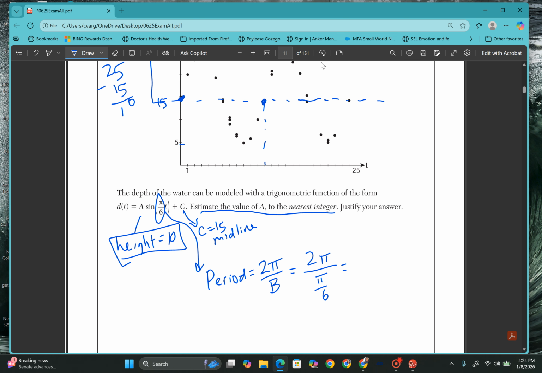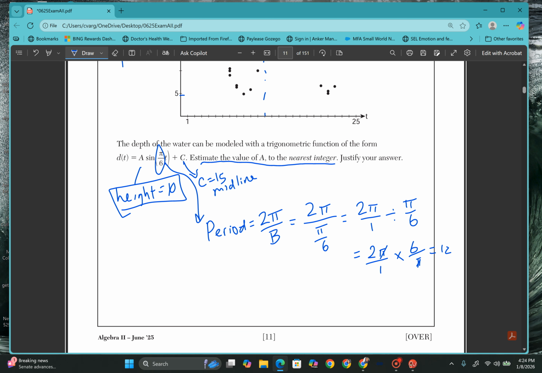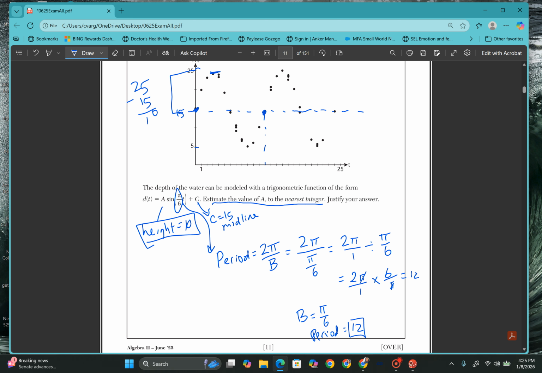So if you're solving this, you could take this and put this into the calculator. I'm just going to show this to you by hand. 2 pi over 1 divided by pi over 6, right? When you're doing division, remember from middle school, you keep, change, flip to change that to times, and then this becomes 6 over pi. So the pi's cancel out, and this is 12. Okay, so our b is equal to pi over 6, right? That's the number that's in front of the t. And our period is what we just found, which is 12. Okay, cool. Not bad for this question. The correct answer for A is 10, and I just showed you how to do that.